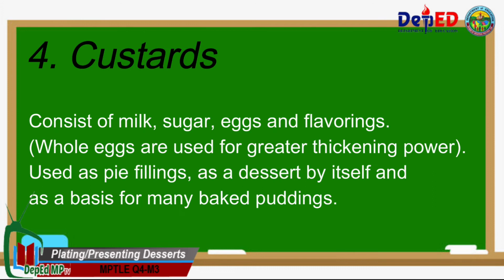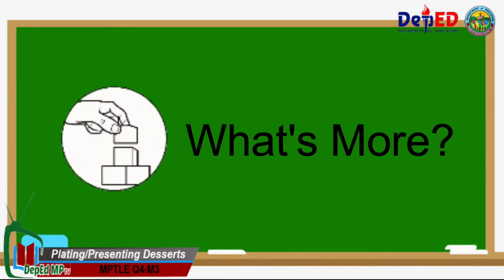Number 4. Custards. Custards consist of milk, sugar, eggs, and flavorings. Whole eggs are used for greater thickening power. Custards are also used as a pie filling, as a dessert by itself, and as a basis for many baked puddings. Considering that dessert plating is an art, it should be an integral part of how you build your recipe.